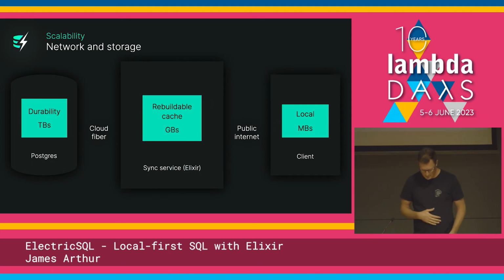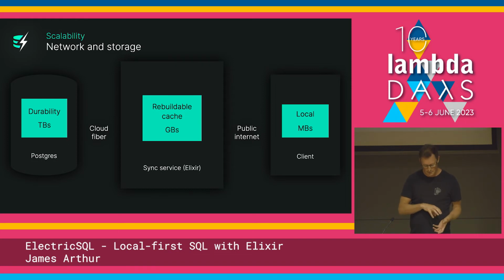And as I mentioned, as you can see here, I mentioned the durability and the rebuildability of the sync service layer. Also, in this topology, you have a natural size of data that you would typically store on the different nodes. So it's an active-active system. Every node is a source of truth, but Postgres is the source of durability in the system.